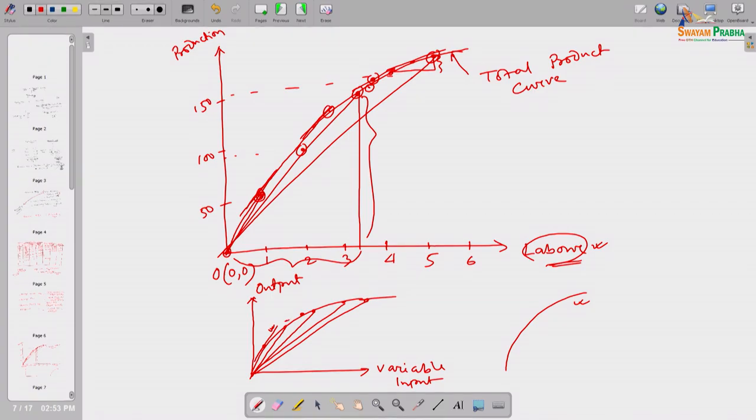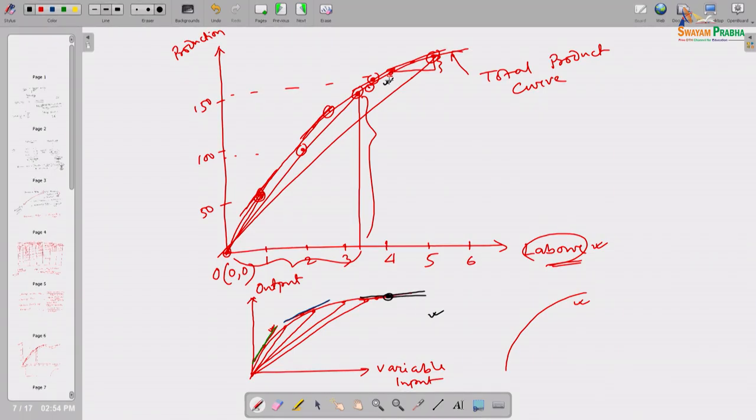And marginal product at this point is the slope of this tangent. At this point the slope of this tangent, at this point the slope of this tangent. So, here green color tangent, here blue color tangent, here black color tangent. At different points, whatever the slope of the corresponding tangent, that is the marginal product. If we want to plot these things in a diagram, these are the product kind of things. So, this is the total product curve.